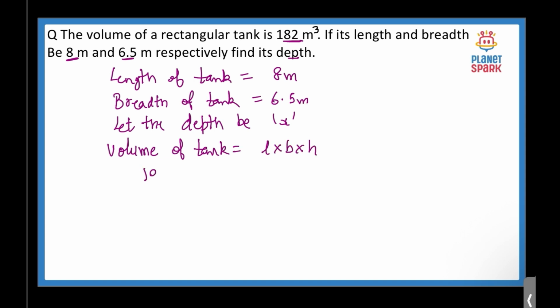Volume is given to me as 182 meter cube. In place of L, I will write 8. In place of B, I will write 6.5. H, I will replace by X because we have taken depth as X. You can leave it as H also.